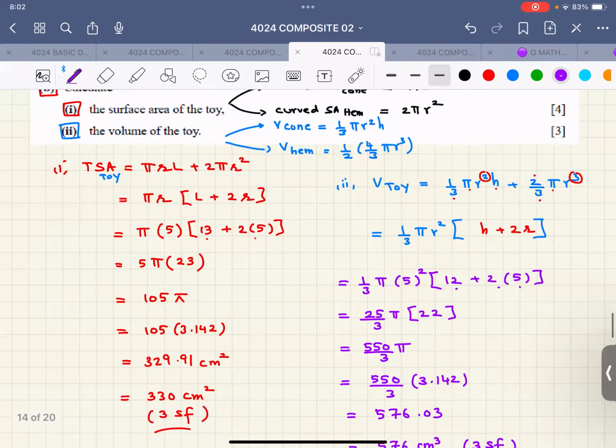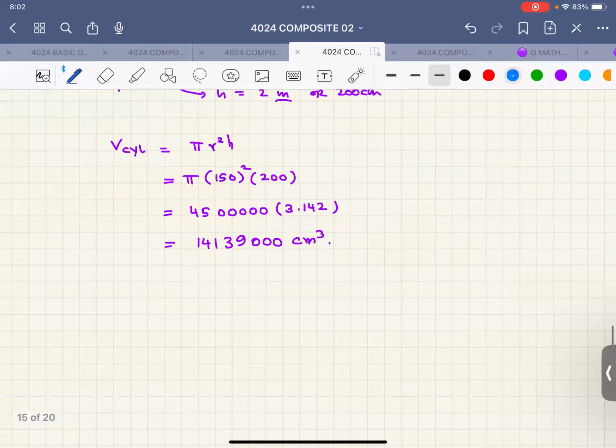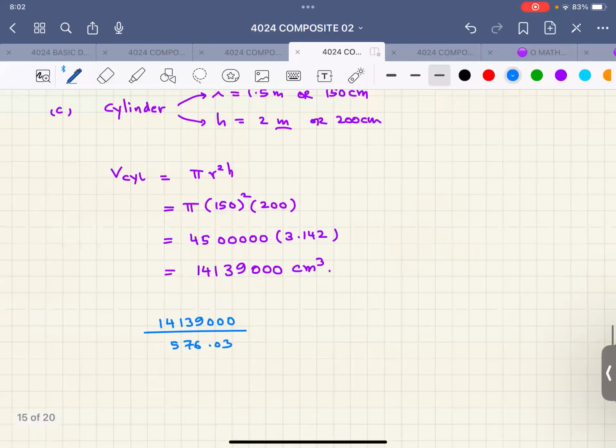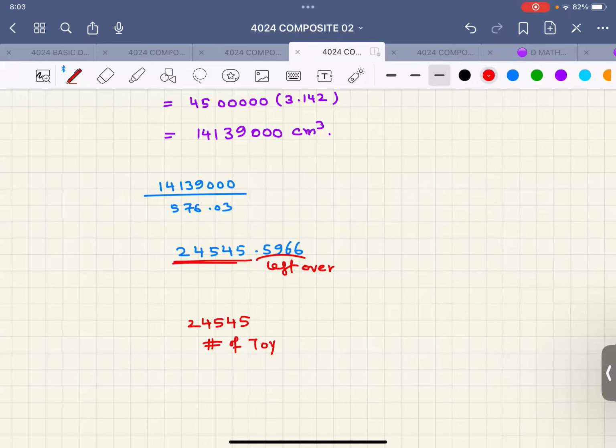Calculate the number of toys that were made. What is the volume of one toy? The volume of one toy is 576.03. So therefore, 14139000 divided by 576.03. Let me double check it again. Yes. This comes out to be 24545.5966. This is the leftover material. And this integer over here, 24545, that is the number of toys that can be made.